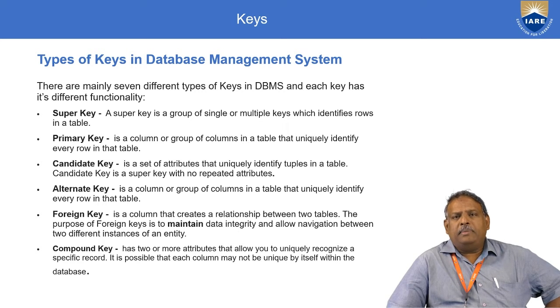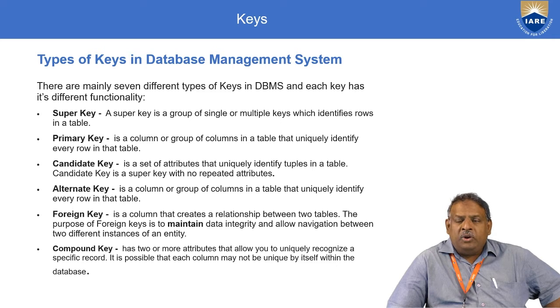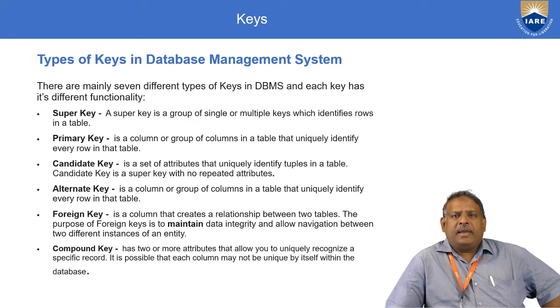Next key is the primary key. It's a column or a group of columns in a table that uniquely identifies every row in that table. As you see in the example of the student master table, we had std_id. In this case it is only a single column that will uniquely identify the entire student record in that table.